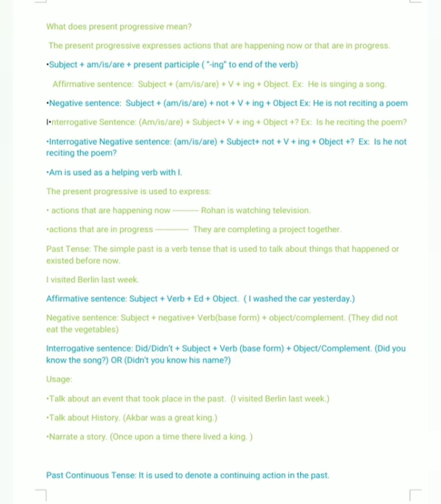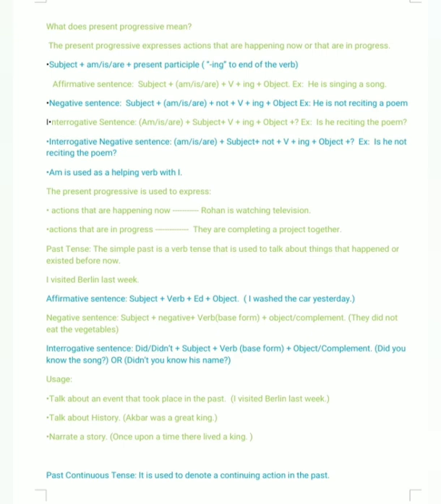How to frame an interrogative sentence in present progressive tense? For that, first we have to use am or is or are, then we add subject, then V plus ing, meaning verb form plus ing, plus object, then one question mark. For example, is he reciting the poem? Now am is the only word which we use as a helping verb with I. Okay, so where do we use this present progressive tense?